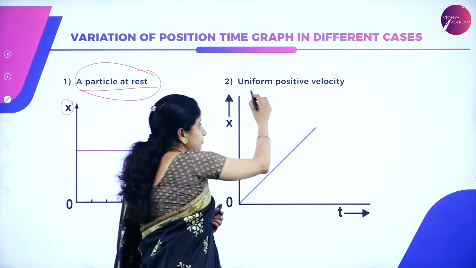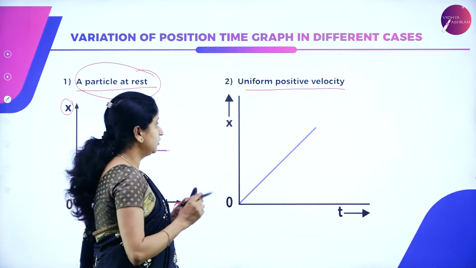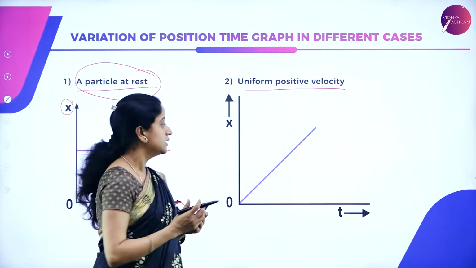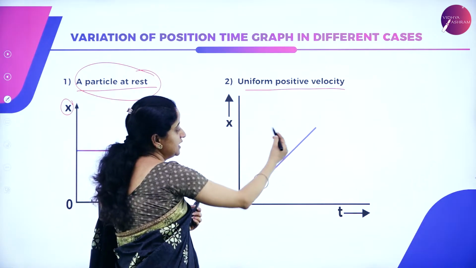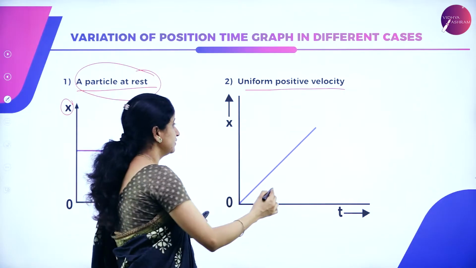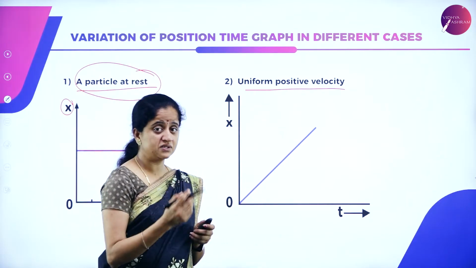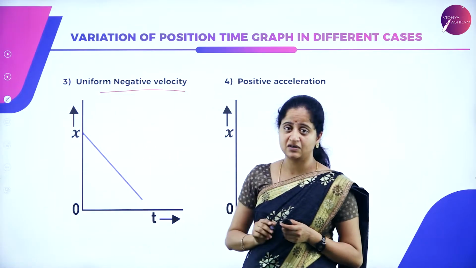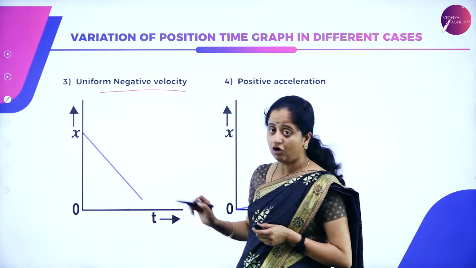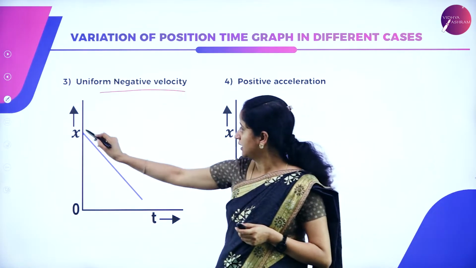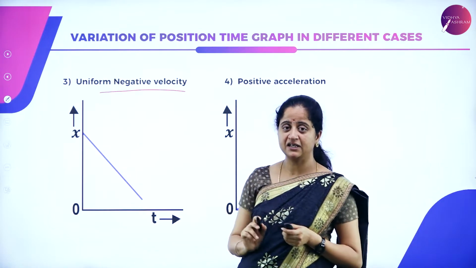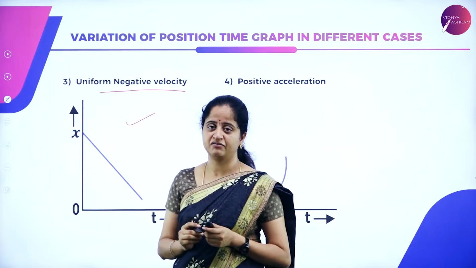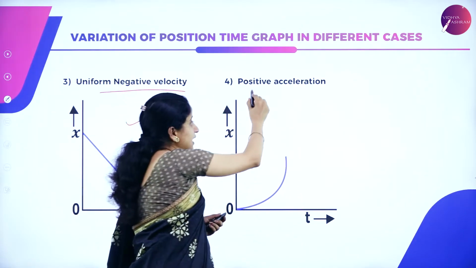Here this is uniform positive velocity. I told you the position time graph helps us in understanding the velocity concept as well. So here the position of the object is varying uniformly with respect to time. So this graph says uniform positive velocity. The next case we have is uniform negative velocity. Here the direction is opposite. So we can say that the uniform negative velocity of a particle is represented with the help of this graph. Next we have positive acceleration.